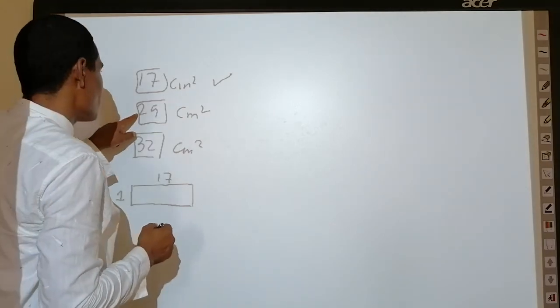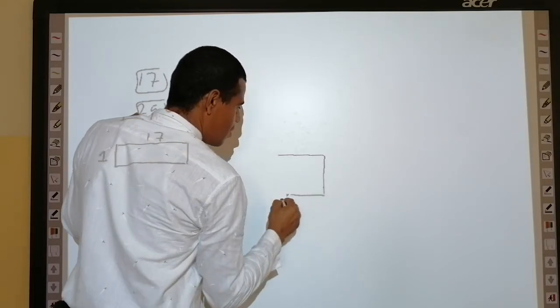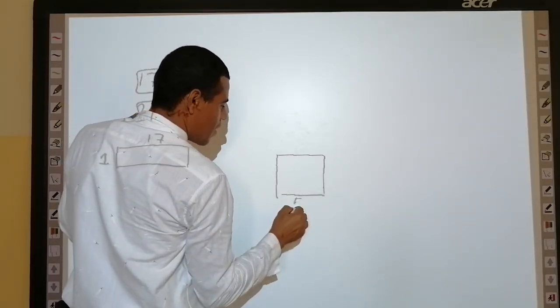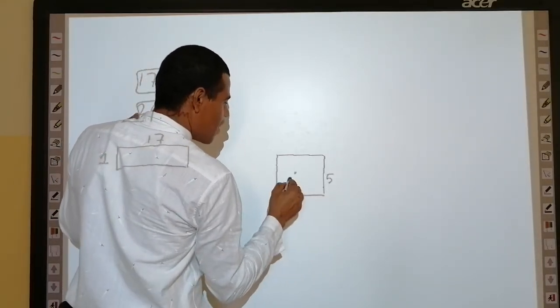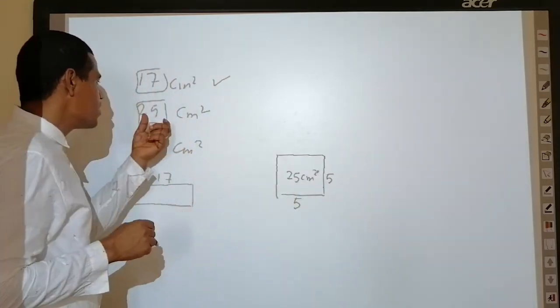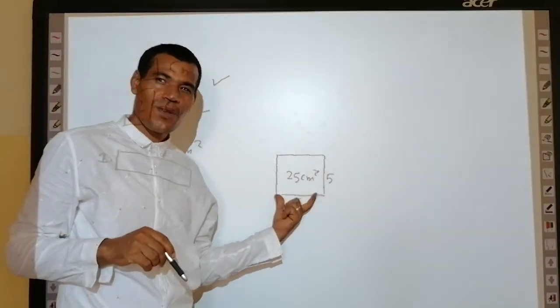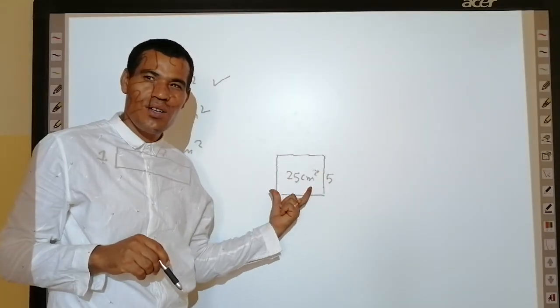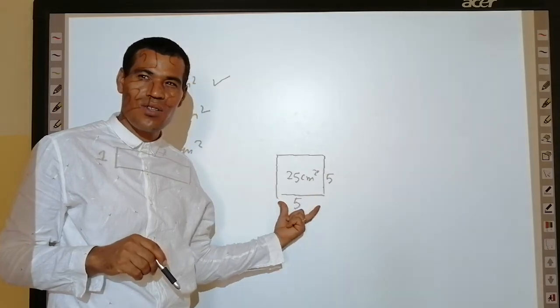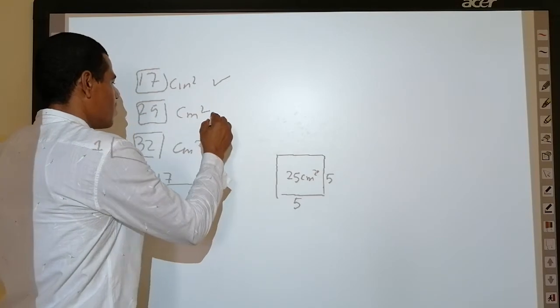And this one, 25. Look, 25 is a square number. This is 5, this is 5. 5 by 5 is 25 centimeters squared. So, as the area is 25 centimeters squared, we should draw or construct a square with side length 5 centimeters. So this one has only one solution.